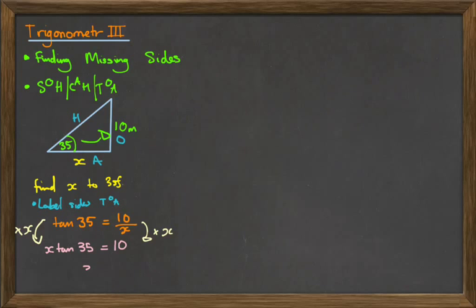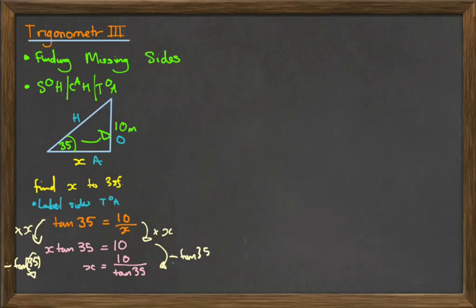And now what could you do? Well, you could divide both sides by tan 35. Now, tan 35 is something on its own. You can't divide by tan and you can't divide by 35. You have to divide by tan 35. So if you divide by tan 35, you're left with x is equal to 10 over tan 35. The goal was to make x the subject, so I have made x the subject.